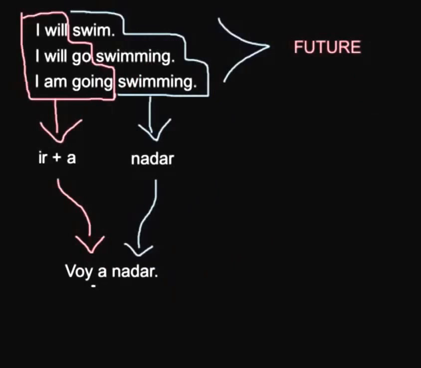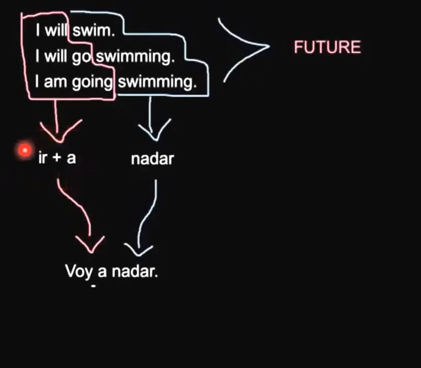Another way we combine verbs in Spanish is to talk about the future. Take, for example, these three sentences in English, which are all expressing basically the same thing: I will swim, I will go swimming, and I am going swimming. All are talking about going swimming in the future. Well, here's how you can express the future in Spanish.